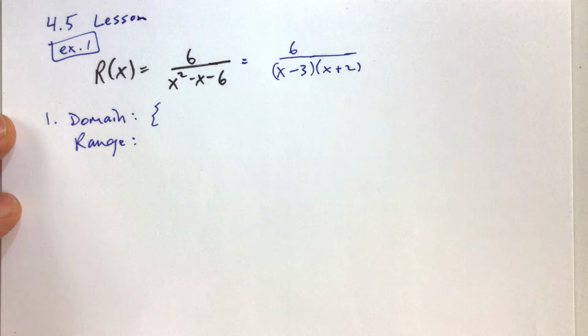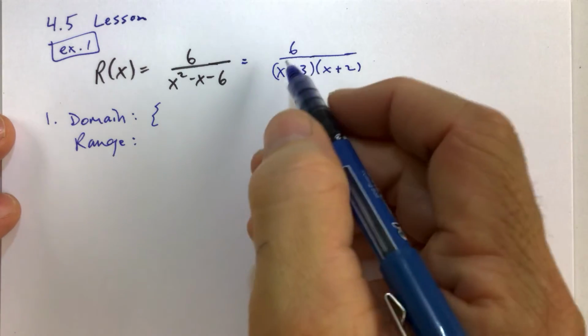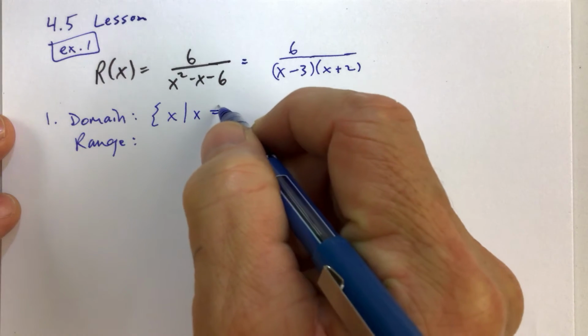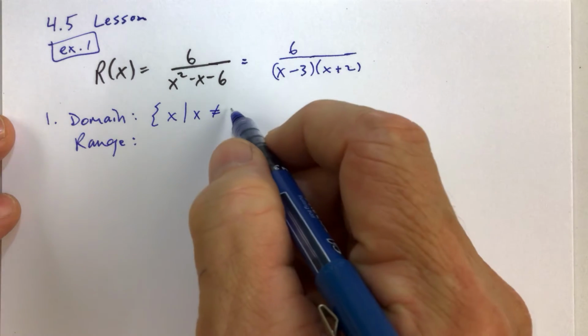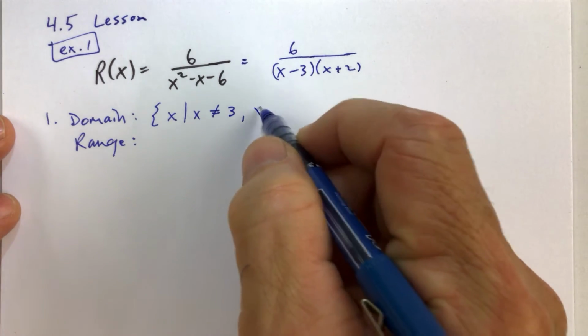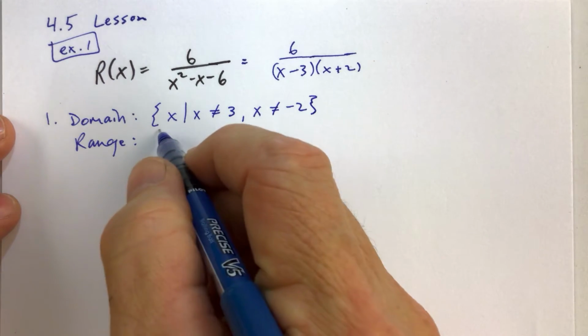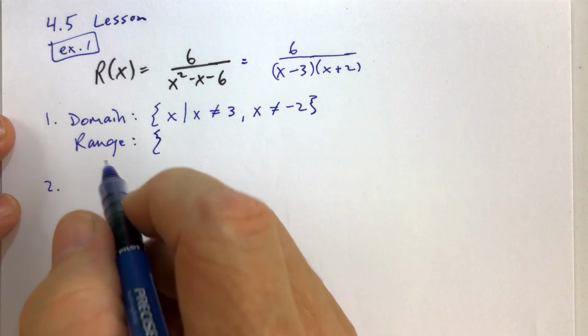So, hold on, I had to pause real quick. Okay. Well, the domain would be all real numbers x such that x does not equal whatever causes the denominator to be 0. So x cannot equal 3 and x cannot equal -2. So there's the domain. We're going to save the range for later. I'll tell you why in a minute.